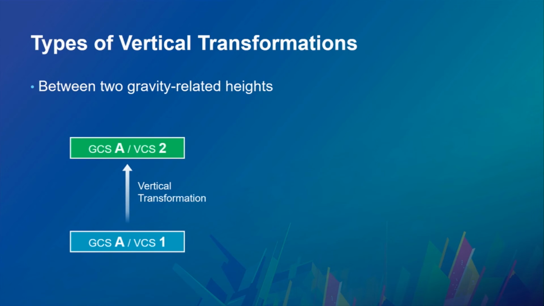The last type is between two different gravity-related height systems. So in this case, again, starting at the lower left in the blue box, we've got GCS A, VCS 1. We're going to stay on GCS A and only convert our Z values to VCS 2.